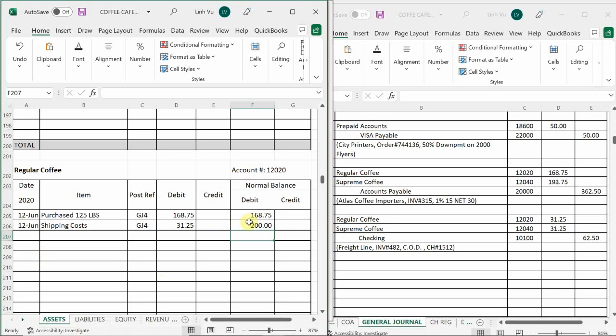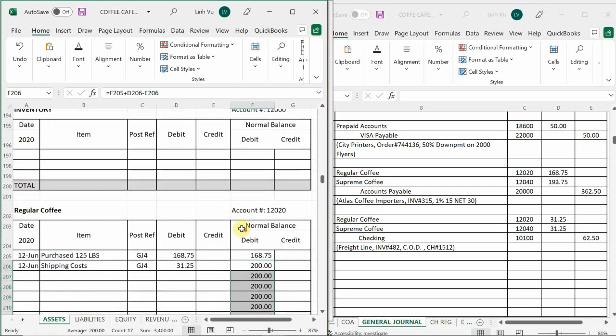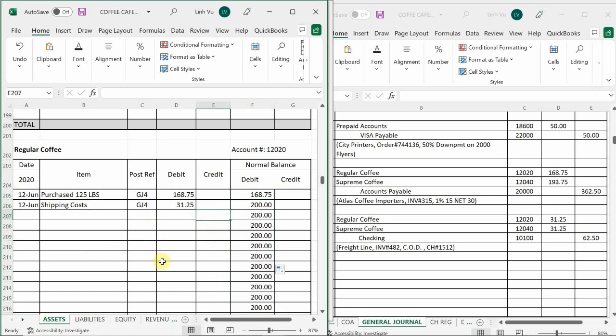So again, if I were to drag this formula all the way down, if for any reason I put a debit or a credit in here, because we will be doing that, because when we sell our coffee, we need to update our inventory. It will automatically calculate for me how much my account balance is going to be in my regular coffee account. So that's how I keep track of my inventory: I'm constantly purchasing, which is adding. I'm constantly selling, which is subtracting. Okay? So there you go, $200.